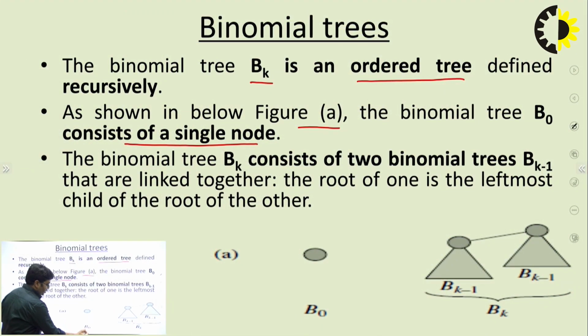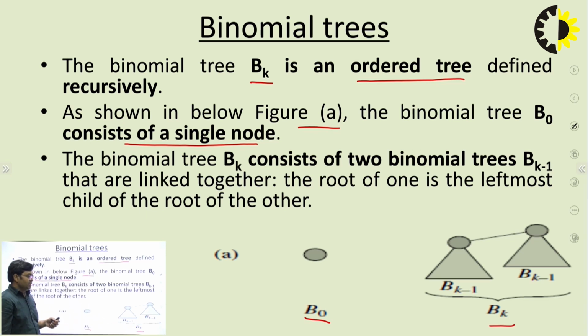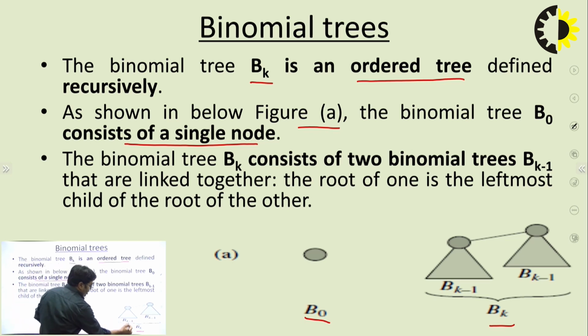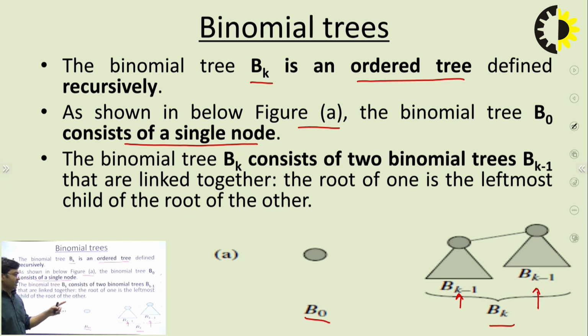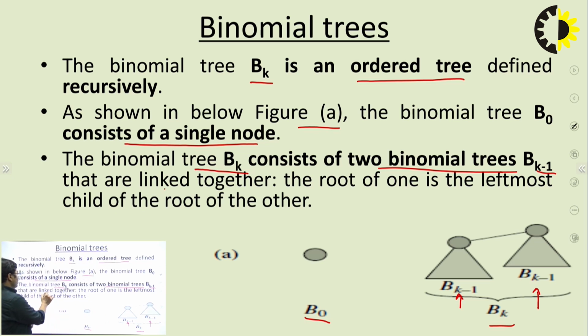This is B0. B0 is having only a single node and if we are saying about BK, then BK consists of two parts, as we have said earlier recursively. BK consists of two parts. First part is BK minus 1 and another part is also BK minus 1, which are connected together. Then the binomial tree BK consists of two binomial trees BK minus 1 that are linked together.